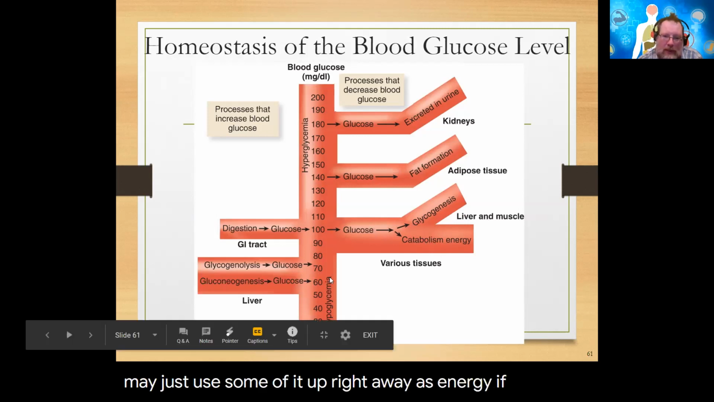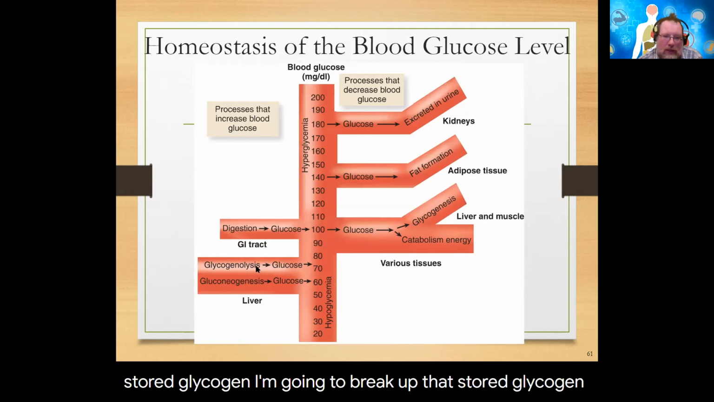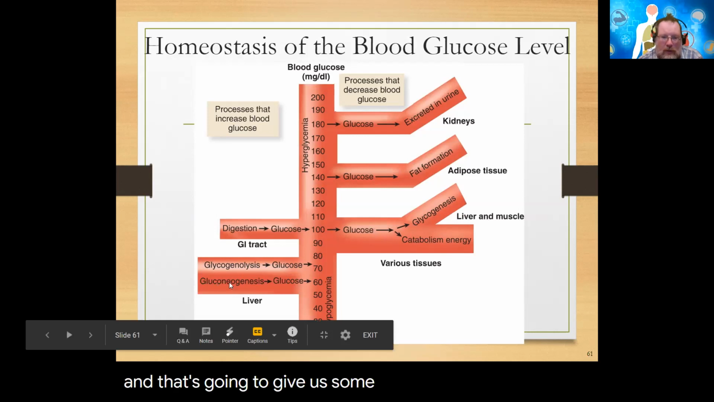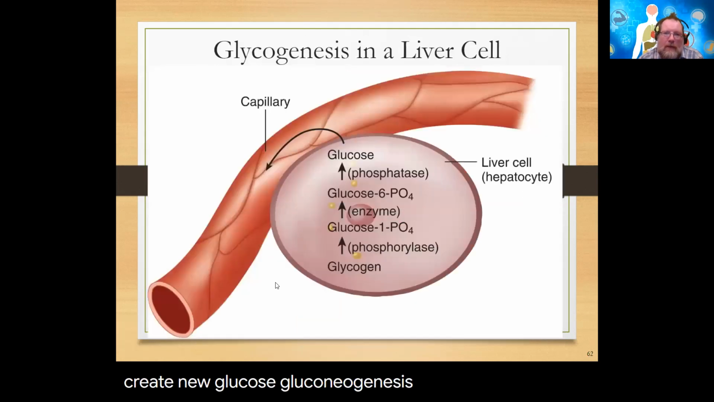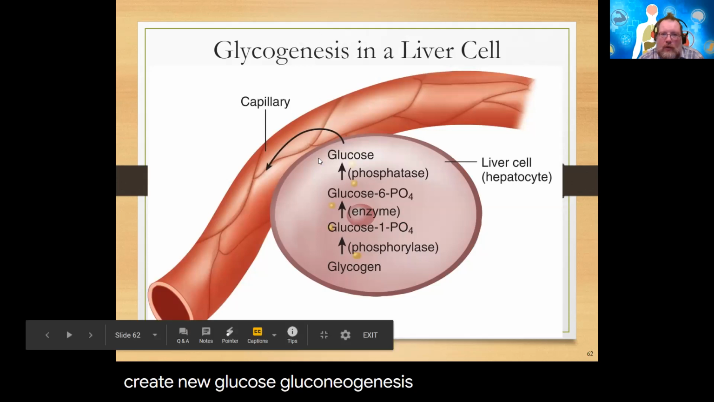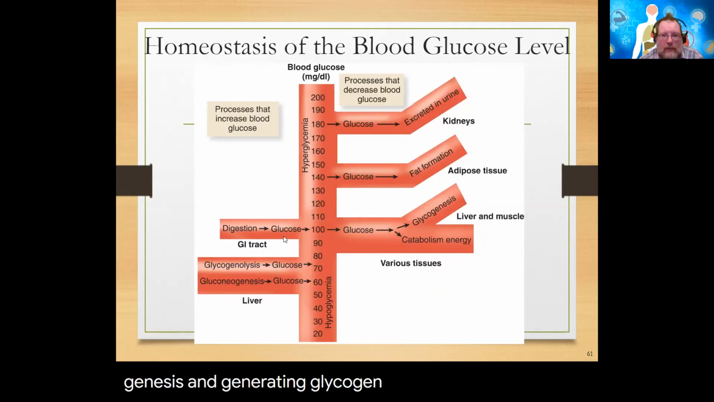If I'm hypoglycemic, I don't have enough sugar, what I'm going to do is go through the stored glucose. Glycogenolysis is stored glycogen. I'm going to break up that stored glycogen, and that's going to give us some glucose. Or I'm going to create new glucose, gluconeogenesis. So we can do glycogenesis, generating glycogen.